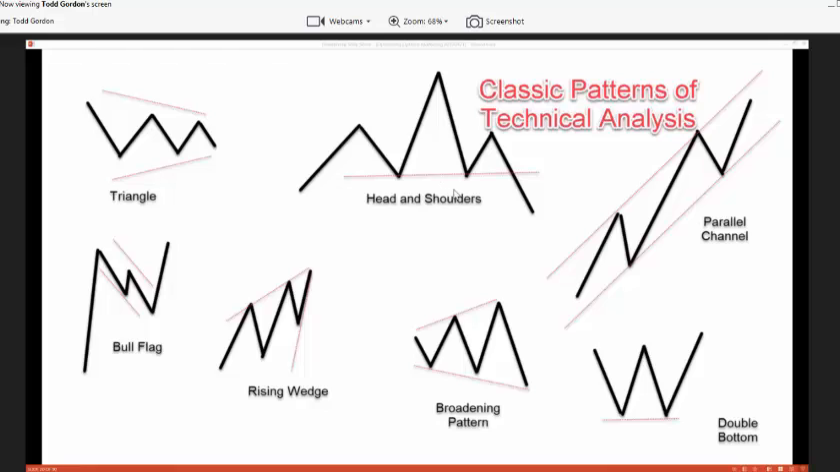So let's look at some of the patterns, classic patterns that you guys have all studied in the world of technical analysis. Triangles, head and shoulders, parallel channels, et cetera, et cetera, et cetera. You guys have all seen these patterns, right?